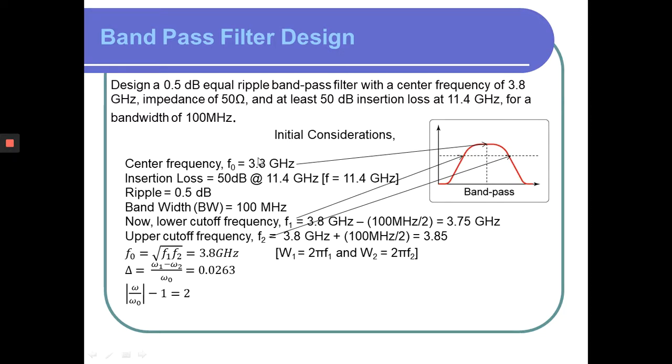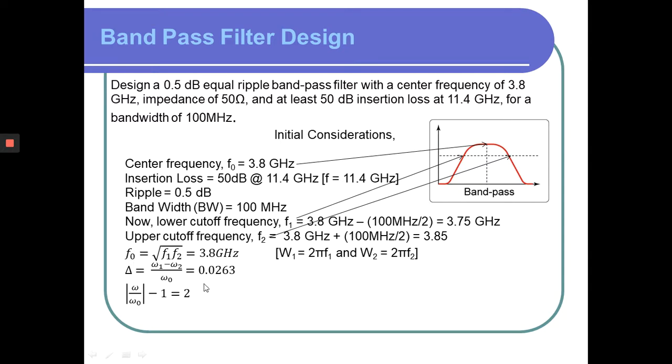However, to find out the center frequency, if this is not given, if only the upper and lower cutoff frequency is given, then we need to find out what our center frequency is. Our center frequency can be found from this. So center frequency is equal to the square root of F1 multiplied by F2. If we multiply these two and take the square root of this multiplication, we get exactly 3.8 gigahertz. However, we usually use omega on this one.